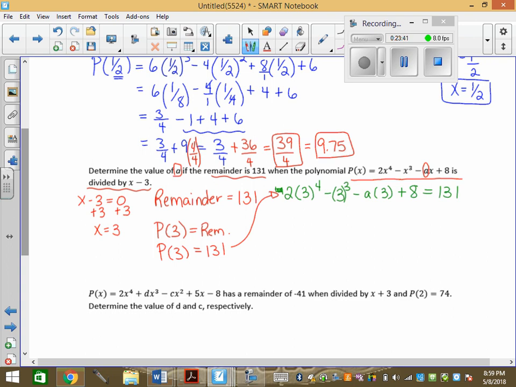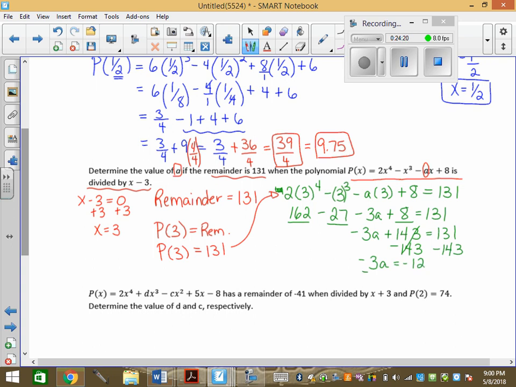3 to the 4 is 81, times 2 is 162. 3 cubed is 27, minus 3a plus 8 equals 131. And now I'm back to just plain old math from before. I only have one variable. So I'm going to put this side together. 162 minus 27 plus 8, and I get negative 3a plus 143 equals 131. Try and get a by itself, so I'm going to subtract 143, and I get negative 12. And then I'm going to divide by negative 3, and a equals 4.